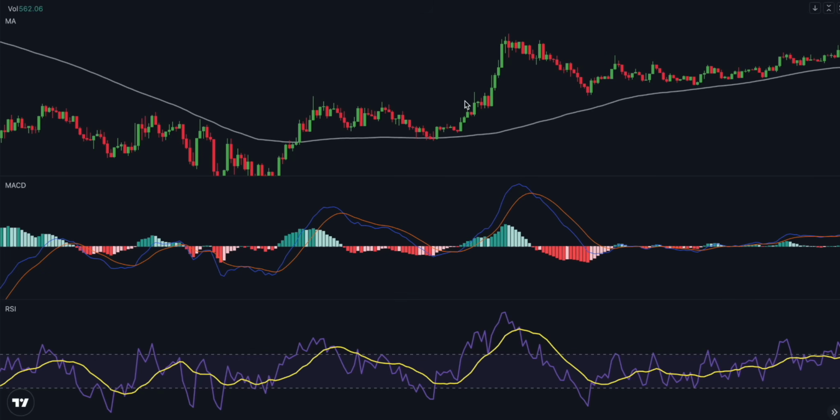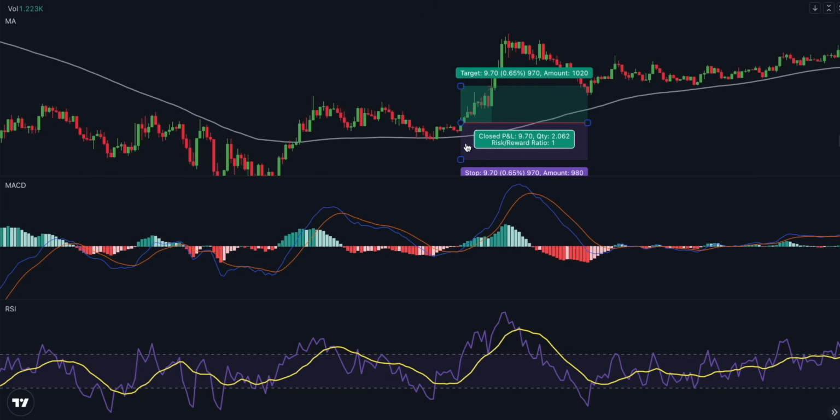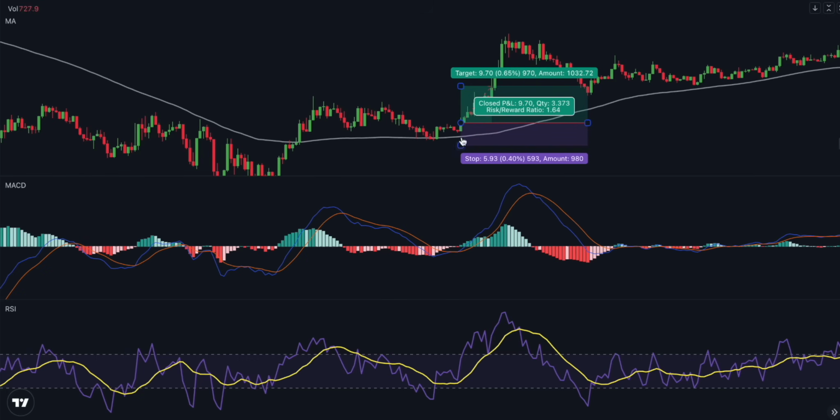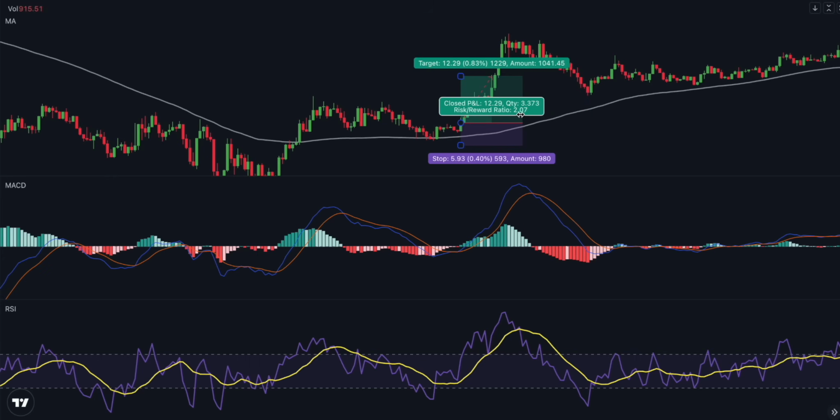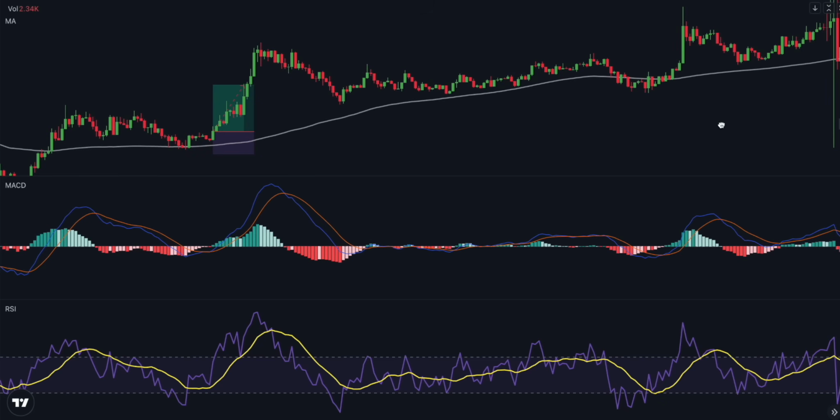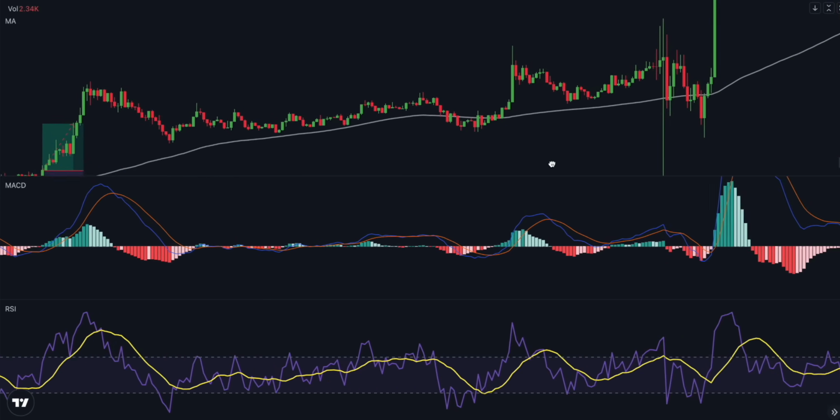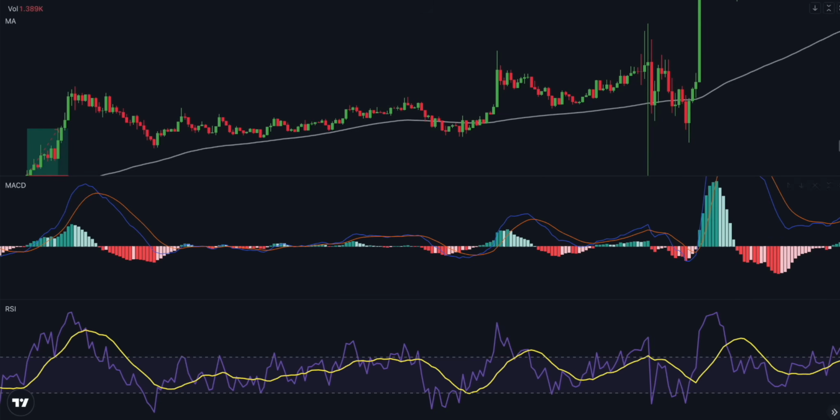Enter a long trade at the close of the candlestick and target 2 times the risk as suggested by ChatGPT. Set the stop loss below the recent swing low. Adjust the stop loss to break even once the price has moved in your favor. Here's another example of a long entry. Watch how all the rules are met.